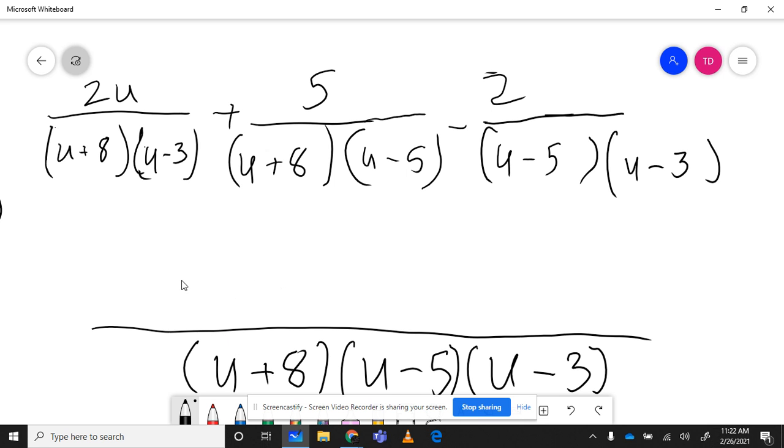So I'm not going to show this step. Hopefully you can kind of just follow along. But for this one, I'd be multiplying the top and the bottom by u minus 5. So I would have 2u times u minus 5. And then we'd be adding the next part, which would be 5 times, well, this one, I'd have to get that u minus 3 in there. So we'd multiply u minus 3 on the top and bottom.